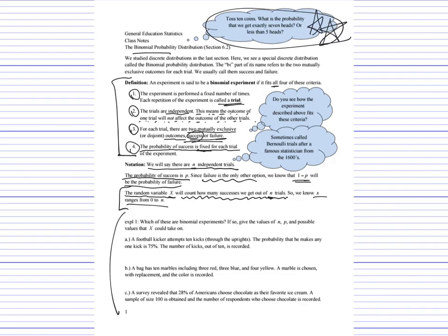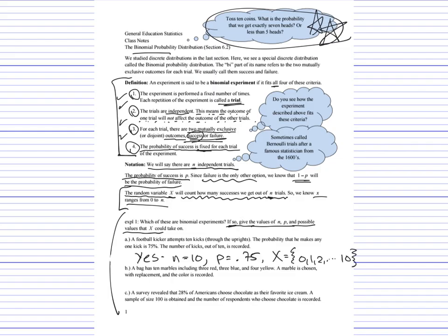Number 1 asks you to determine if each of those 3 situations is in fact a binomial experiment. Go through each of those 4 criteria and see if they fit for A, B, and C. And go ahead and pause me now, and then we'll get back together. And also, you'll notice that it tells you if it is a binomial experiment, give the values of n, p, and possible values that X could take on.